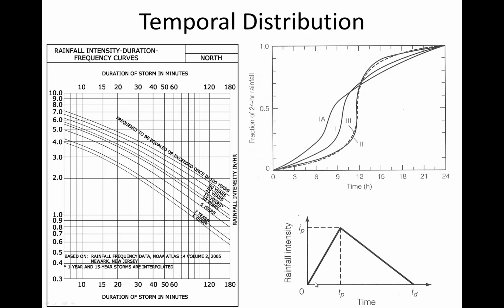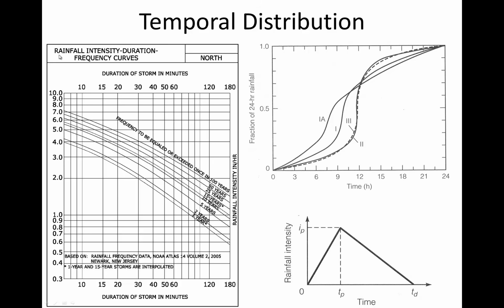And sometimes to simplify the intensity of rainfall, we'll use this triangular distribution. We may assume that there's some rainfall intensity, and the amount of time it takes to get to the peak would be called T sub P, and then there's this total duration of the storm as it tapers off back down to zero.